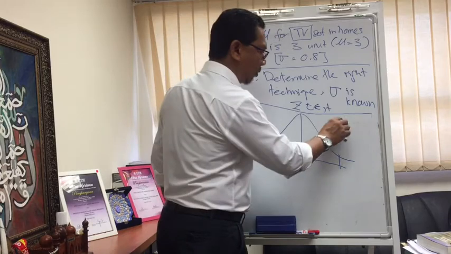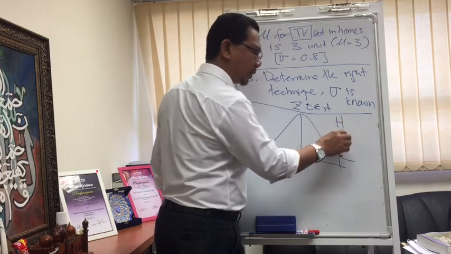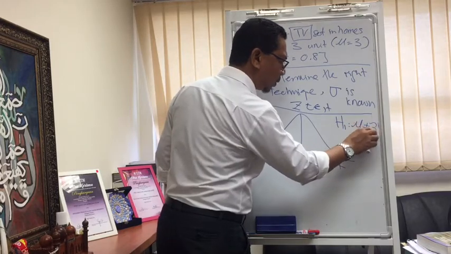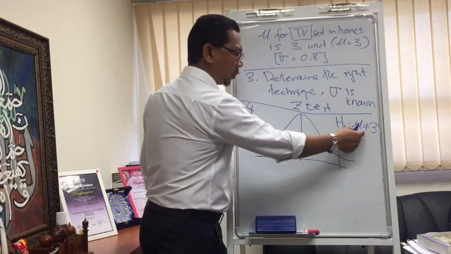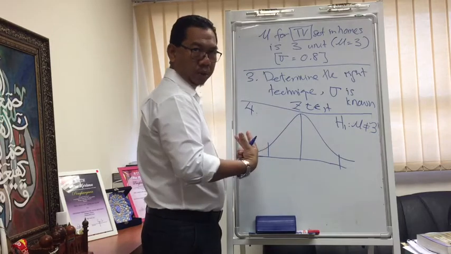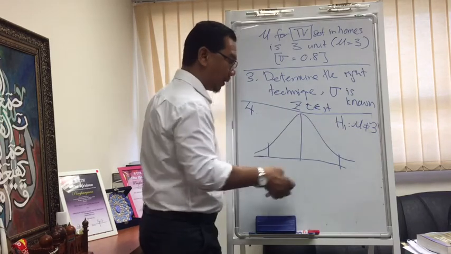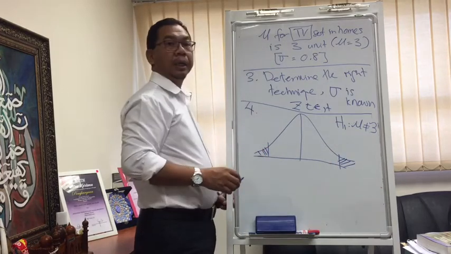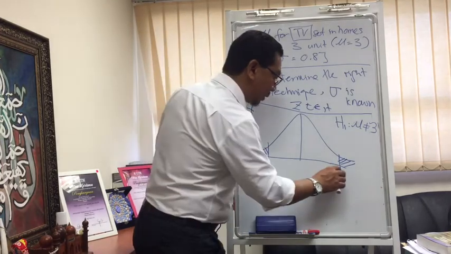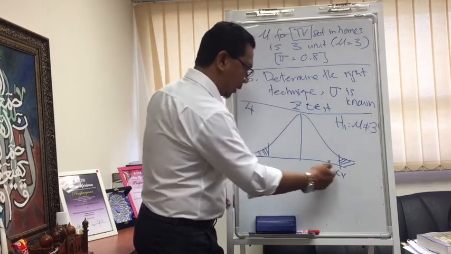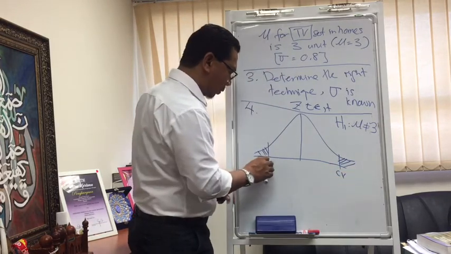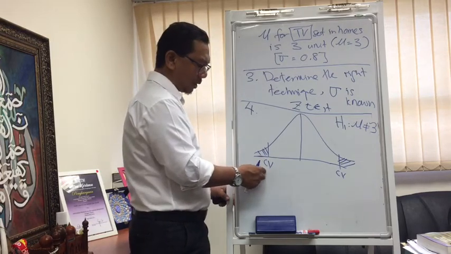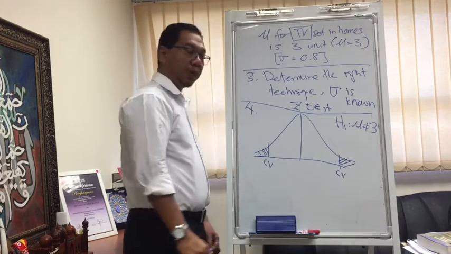Remember, our alternative hypothesis is mu not equal to 3. This sign shows that we have two tails, so that is the reason why I draw it like this. Now we have to find the critical values: the upper critical value and the lower critical value.